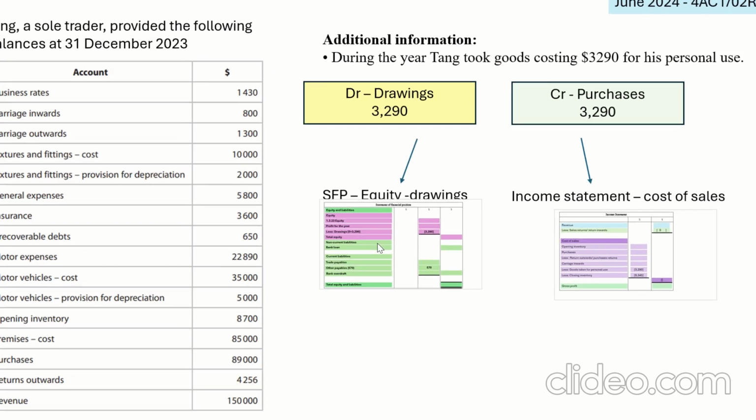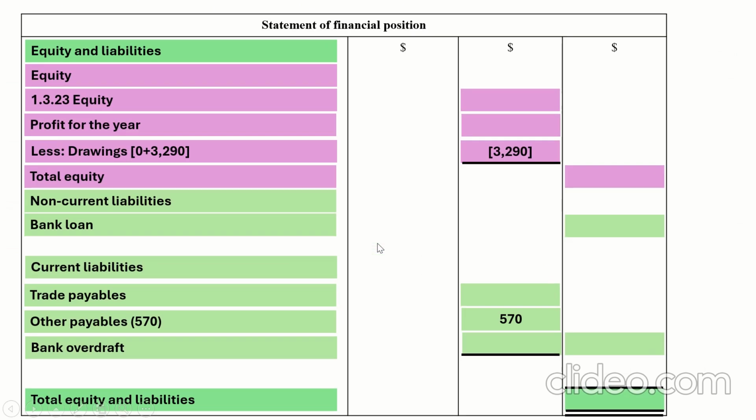Whereas in a statement of financial position, this goes under the category of equity, less drawings. If there is any opening balance during the financial year, you add up that and write the final amount in the second amount column.